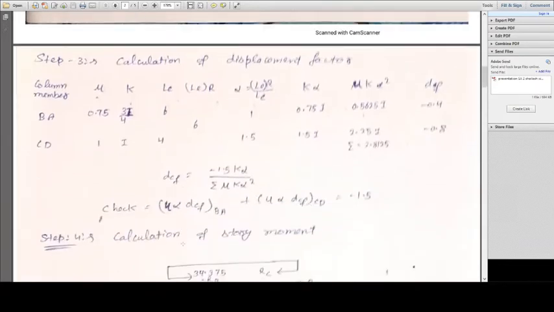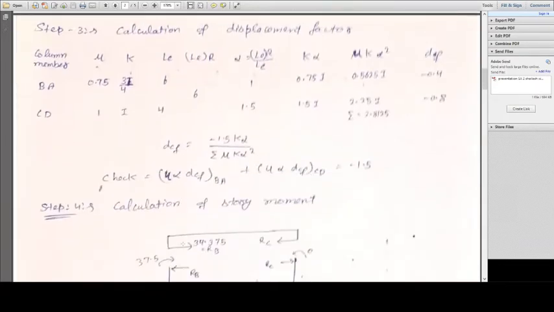Now step 3 is calculation of displacement factor. For calculation of displacement factor, we first need to understand these terms: what is U, what is LE, what is alpha. So U is equal to 3 by 4 for hinged supports, and it is equal to 1 for fixed end supports. LE is the effective length, that is equal to 1.5 into L for hinged supports, and LE is equal to L for fixed end supports, and alpha is equal to the reference length upon the effective length. The reference length is LE into R.